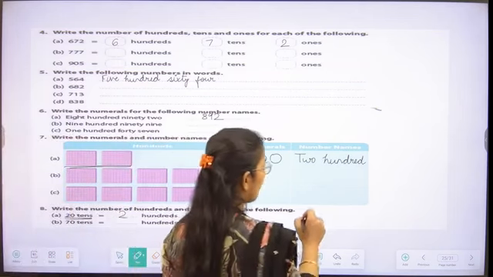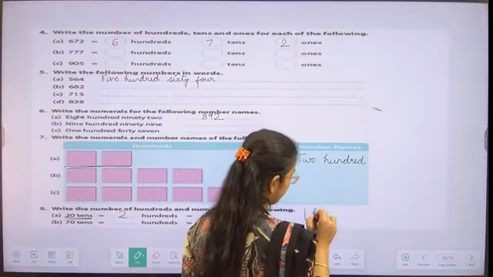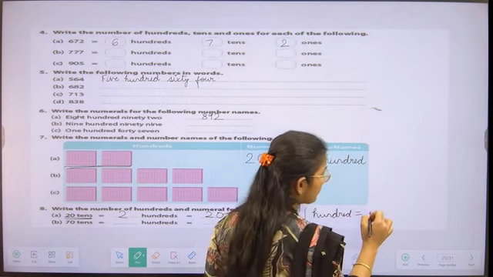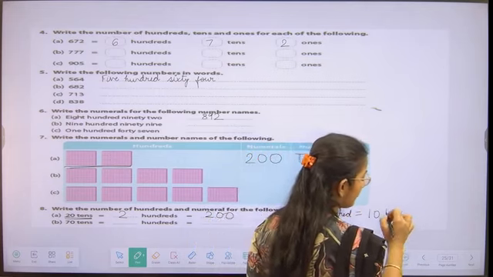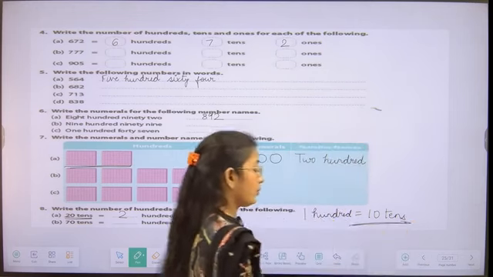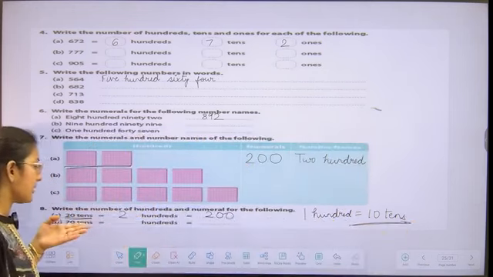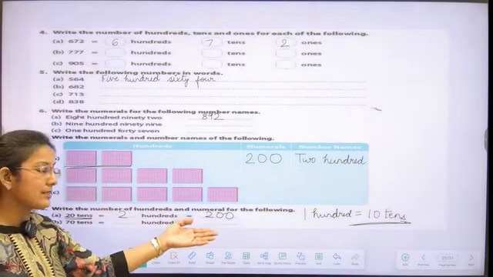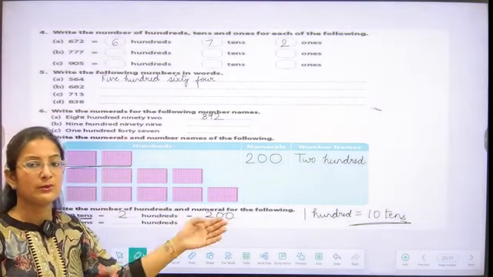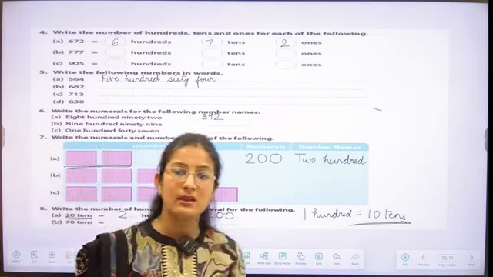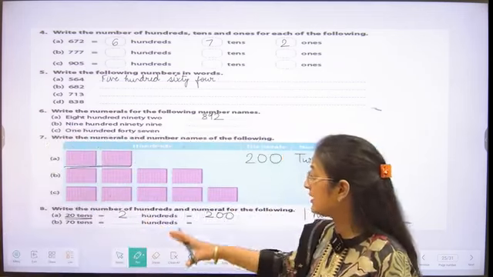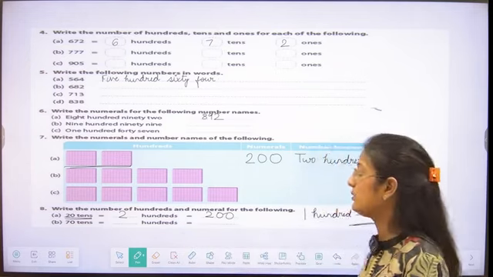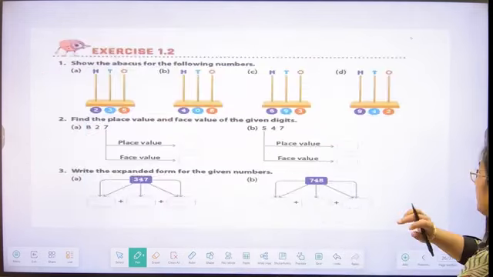What I have told you, that 100 is equal to how many tens, student? 10 tens. So with this, how many hundreds are we having? We are having 200s, and 200 can be written as 200. Everyone is understanding how we write the number of hundred as well as its numeral? Very good, student. Second one, you can do it by yourself. Moving to the next one.